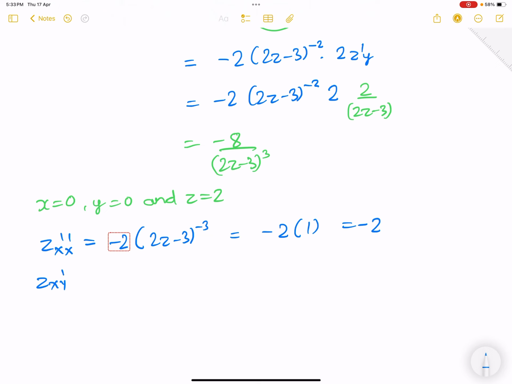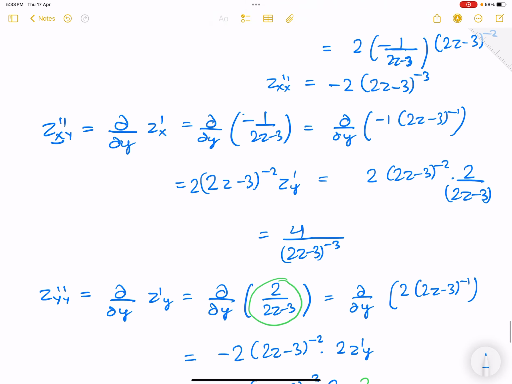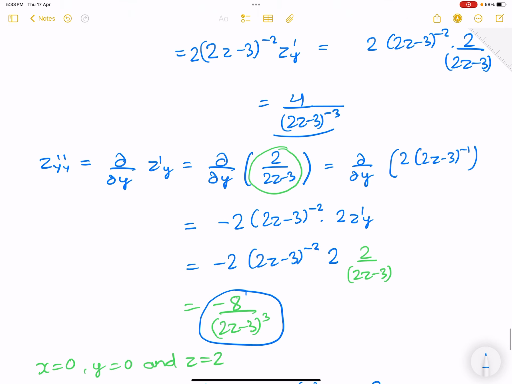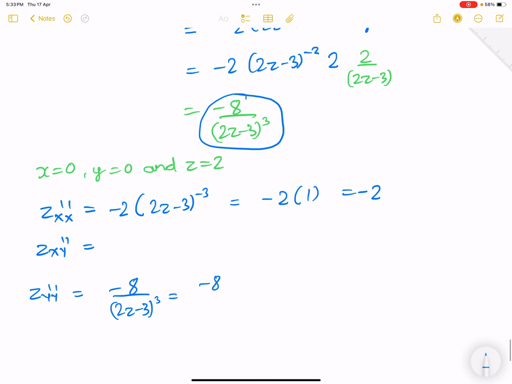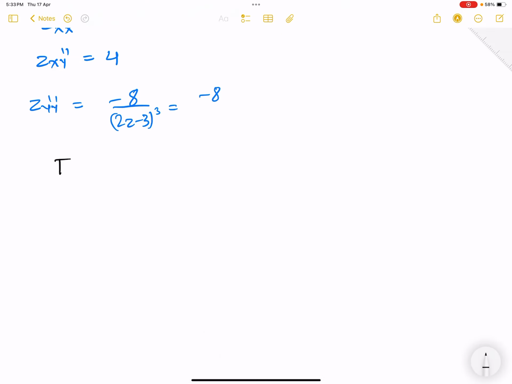z x y double dash and z y y double dash. z y y तो यही value थी. So it is minus 8 upon 2z minus 3 to the power 3, which is 1, so minus 8. z x y, ये base तो हमेशा 1 ही रहेगा क्योंकि z 2 है, तो this is coming out to be 4. Okay, so we have solved this. Now moving to the general case.